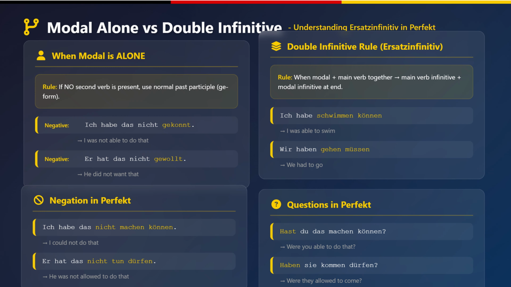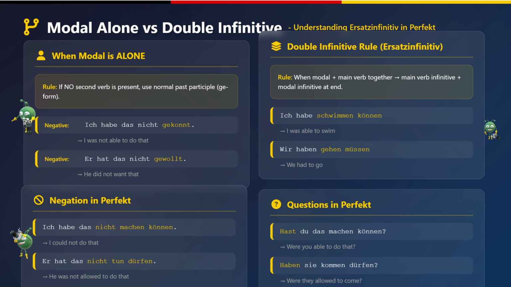Now let's understand when the modal is used alone versus with the double infinitive. When the modal is alone, which means there is no second verb, use the normal past participle. For example, ich habe das nicht gekonnt, which means I was not able to do that. Or er hat das nicht gewollt. But when there is a second verb, you must use the double infinitive rule, which means main verb infinitive plus modal infinitive at the end.